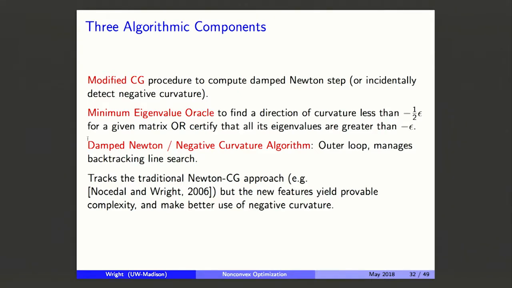The second component is a minimum eigenvalue oracle. This is an oracle where I give it a matrix and I say, find me a direction of curvature less than minus 1/2 epsilon. That is a direction where the curvature of the matrix in that direction is less than this, or give me a certificate that all the eigenvalues are bigger than minus epsilon. Okay, that's the second component. And then you tie these two components together into this outer loop, which I'll mention at the end.